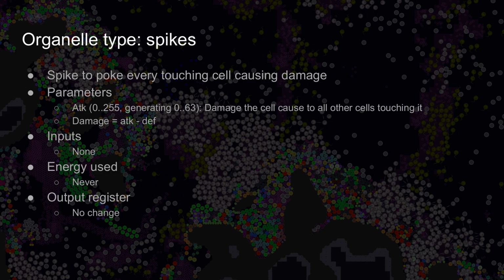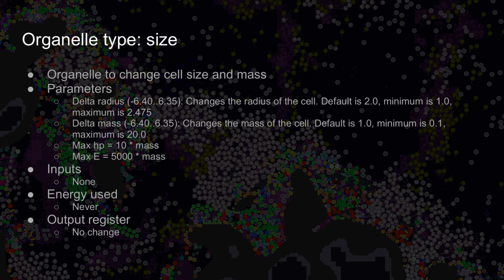The first type of organelle is spikes. When a cell grows spikes, it damages all touching cells. It has a settable attack parameter which describes the amount of damage the spike will cause. It takes no inputs, uses no energy, and does not change the output register of the slot it is in. The second type of organelle is cell size. This organelle changes the size and mass of the cell, modifying the maximum energy and hit points.